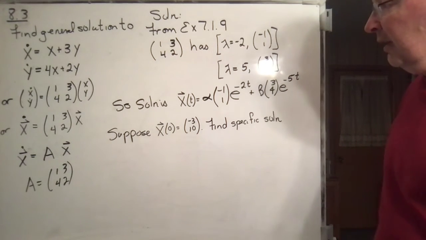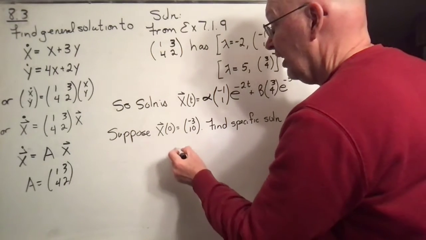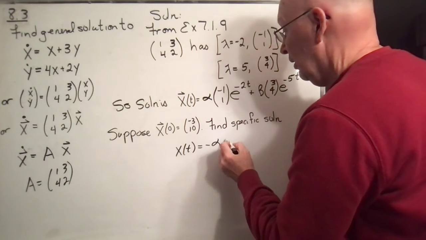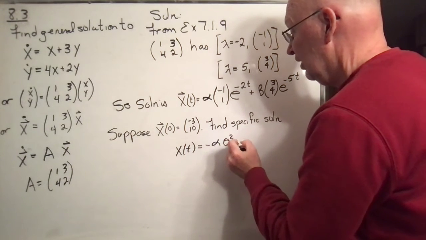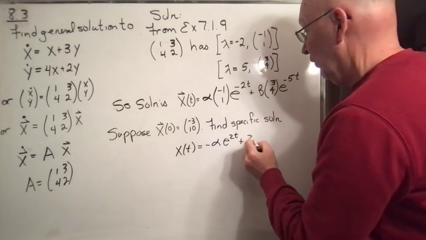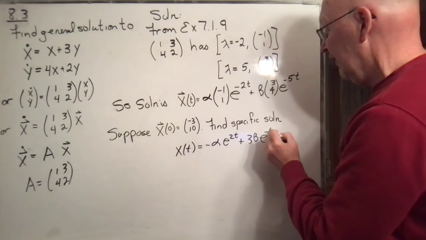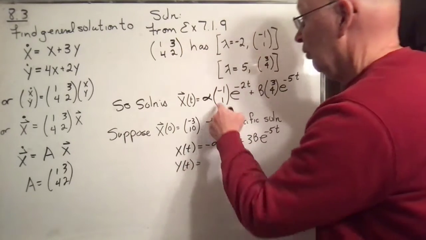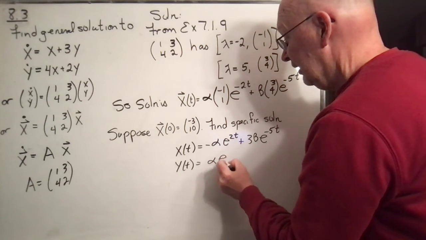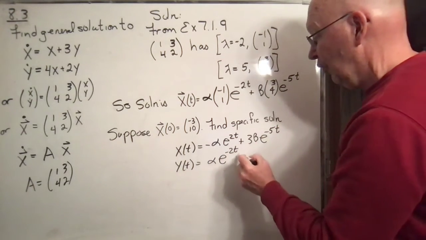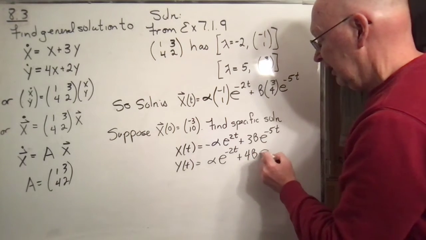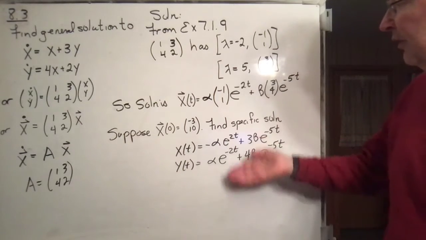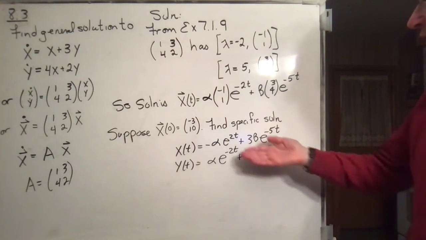So you can write it like that, or if you preferred, you could write it as x of t is equal to -alpha e to the -2t plus 3 beta e to the 5t, and then y of t is equal to alpha e to the -2t plus 4 beta e to the 5t. So you could write it either way. Okay? Either way is fine. And so that's the general solution.